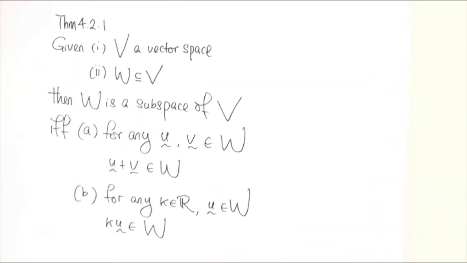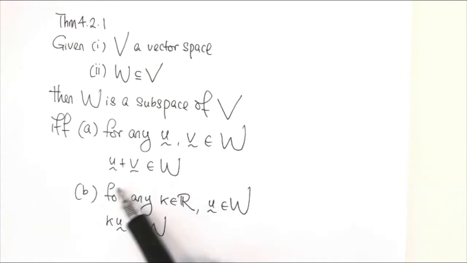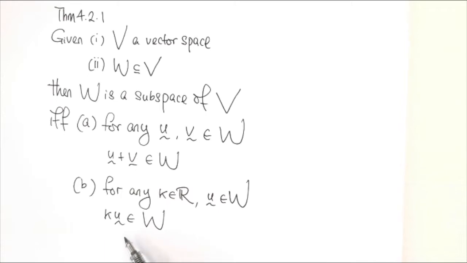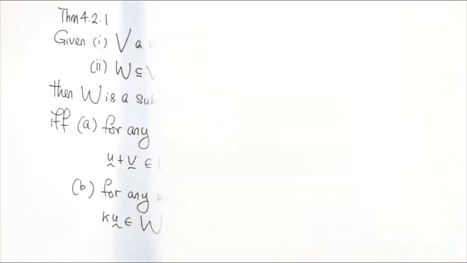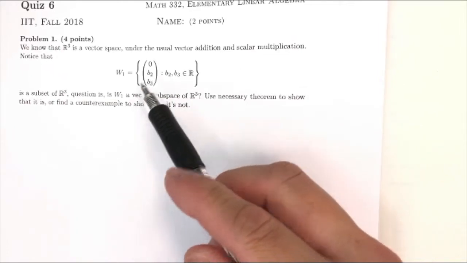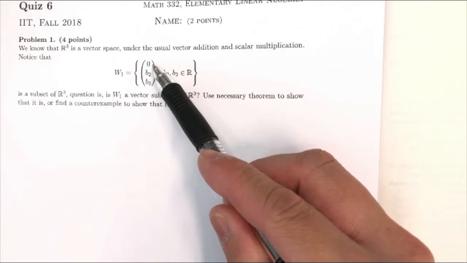So Theorem 4.2.1 says that in order to verify whether or not W is a vector space, you just have to check whether or not the addition is closed in W, and whether or not the scalar multiplication is closed in W. Now, let us look at our questions again. So we have W1. W1 is a set of 3x1 column vectors with the first entry here having to be 0.